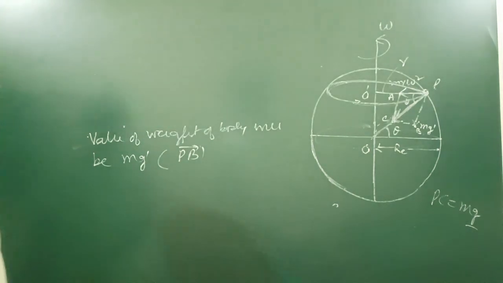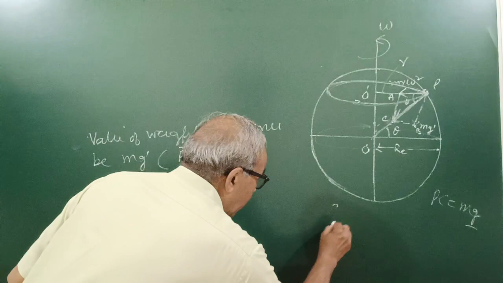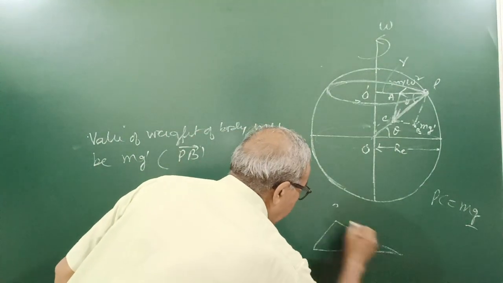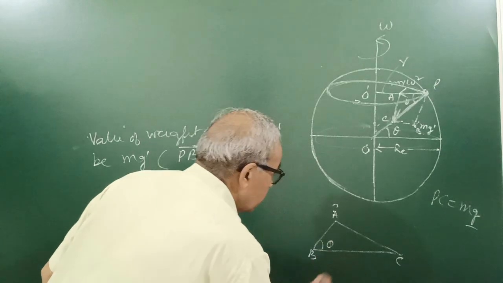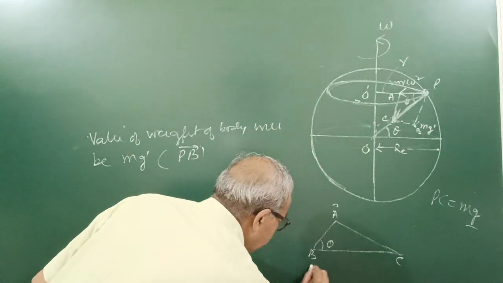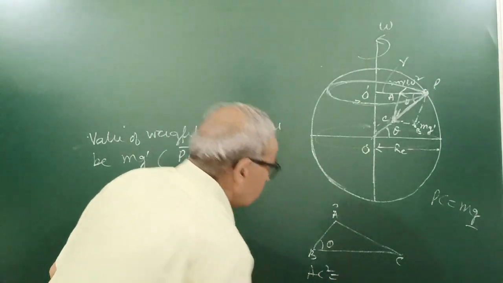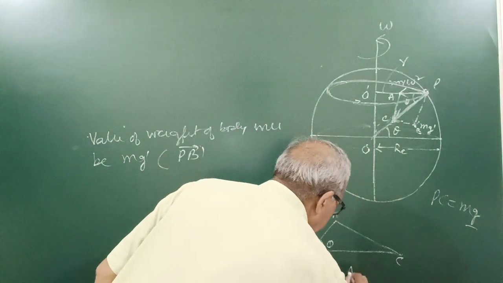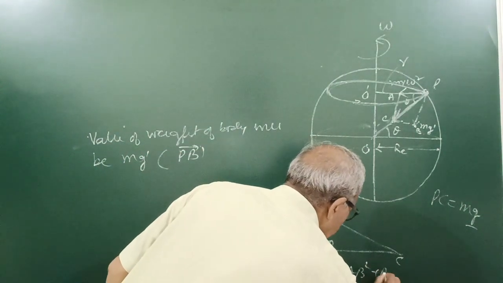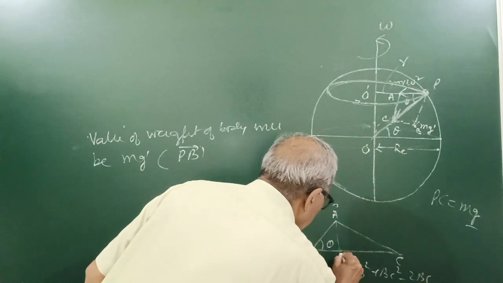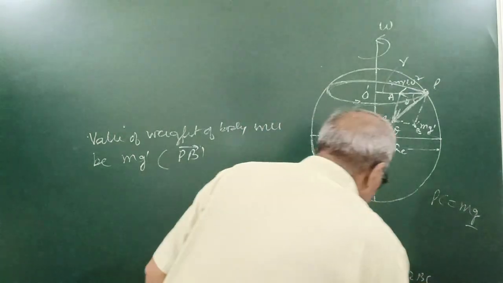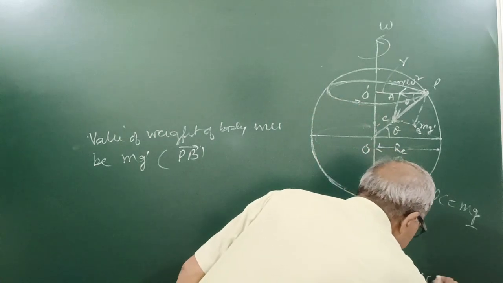Now there is a theorem of triangle. What is that? Please listen to me. In triangle ABC, it is angle theta. So the side opposite angle theta, AC square, is equal to AB square plus BC square minus 2 BC times BD. But BD is equal to AB cos theta.